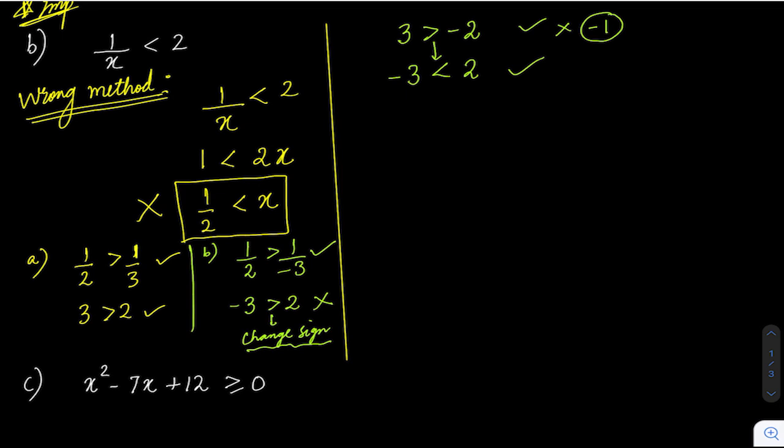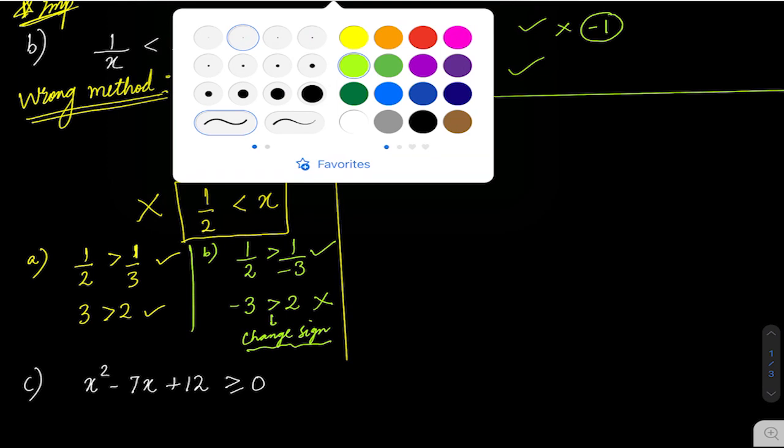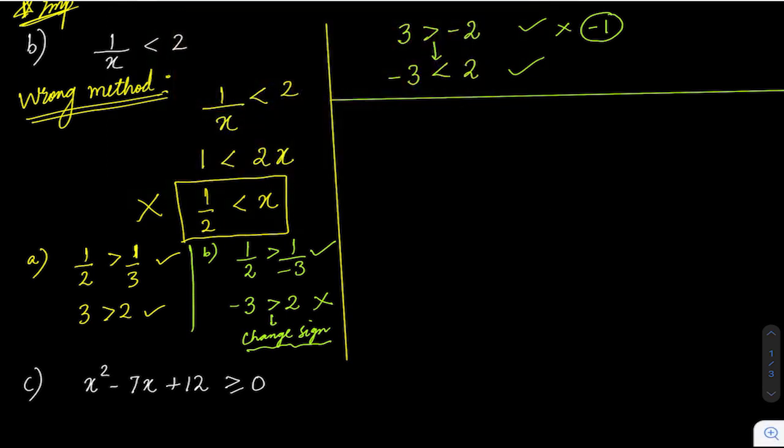That's why, when you have x, you don't know whether x is positive or negative, so you don't know whether you can change the sign or not. That's the problem here. Okay, so now I think you understand what's wrong here and why it is wrong, and how we can deal with negative numbers in inequality. Now, the question comes, how do we solve this?